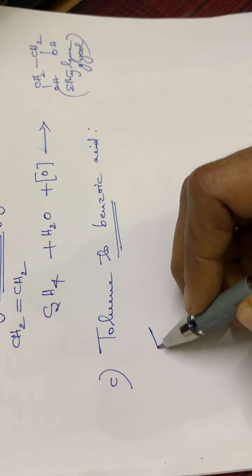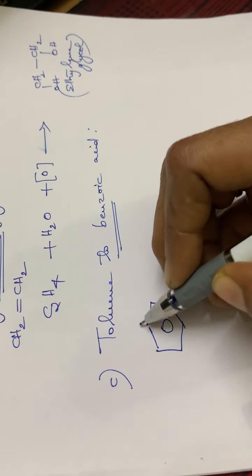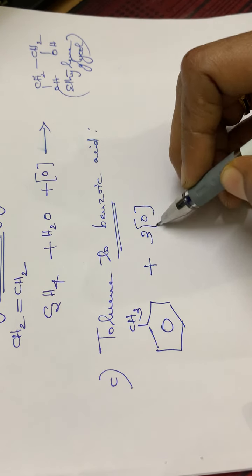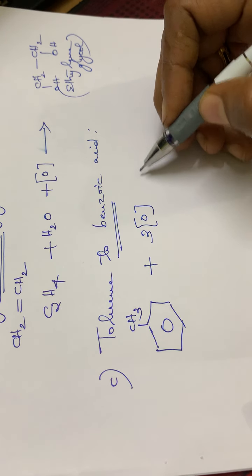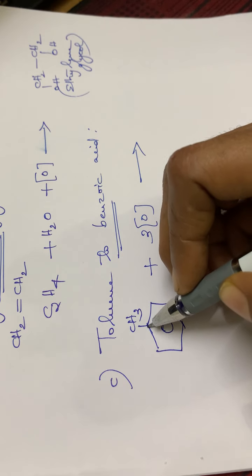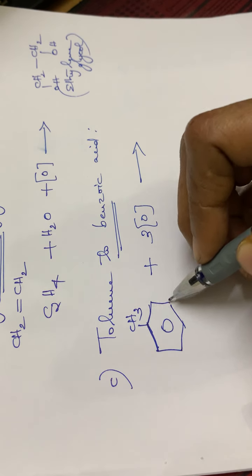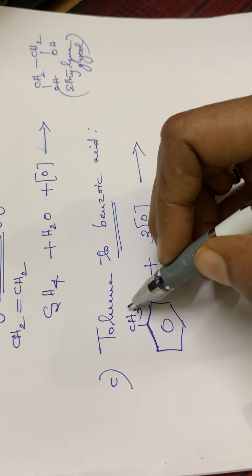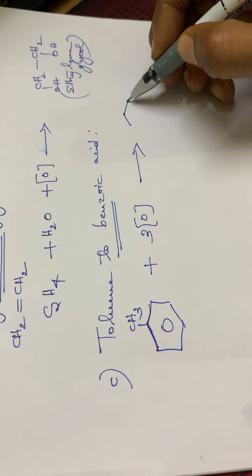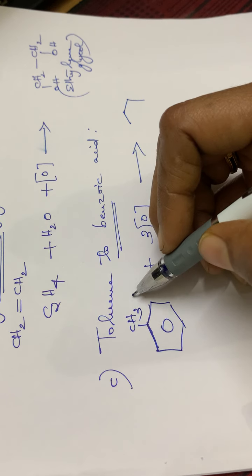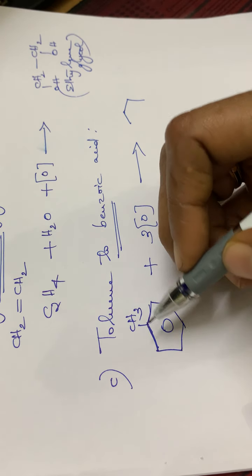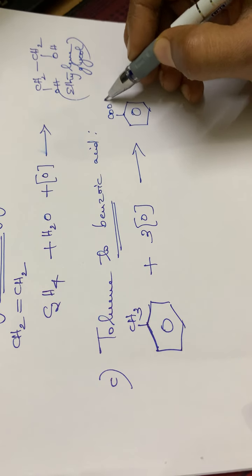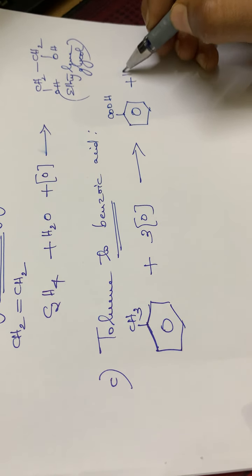See here, toluene. What is the formula for toluene? C6H5CH3 plus nascent oxygen in the presence of KMnO4. In any benzene ring or aromatic ring compound with a side chain, the side chain will be oxidized. That means the CH3 group will be oxidized to COOH. Irrespective of the number of carbon atoms present in the side chain, the product will be benzoic acid. So this is C6H5COOH, benzoic acid, plus water.